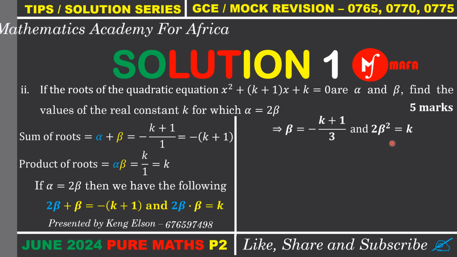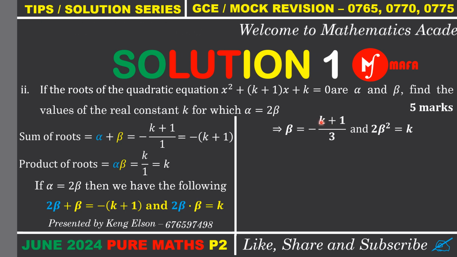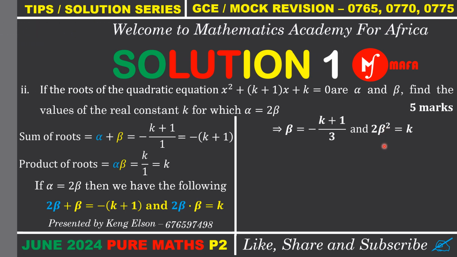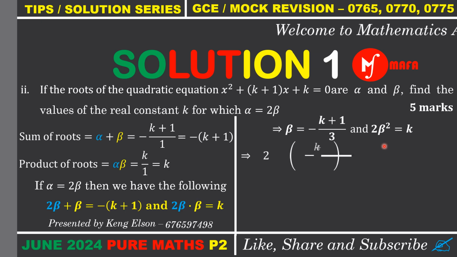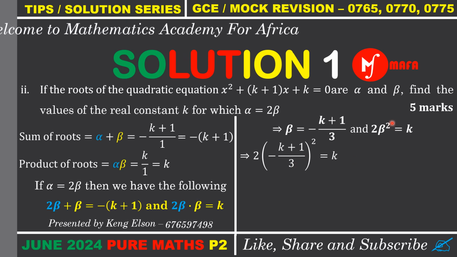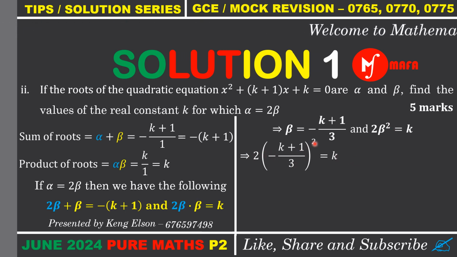Now to get rid of beta from the two equations, we just have to replace the beta from the first equation into the beta in the second equation. Everything will now be in terms of k, and we can easily find the values of k. So doing that, we are going to have 2 times what is beta, negative into k plus 1 over 3, but we need to square, then we equate to k. When we square the negative sign, it becomes positive.